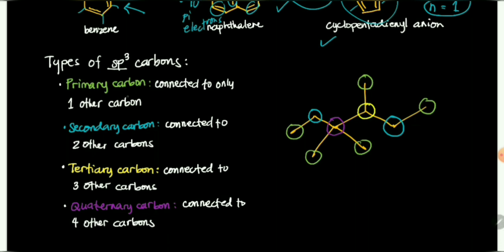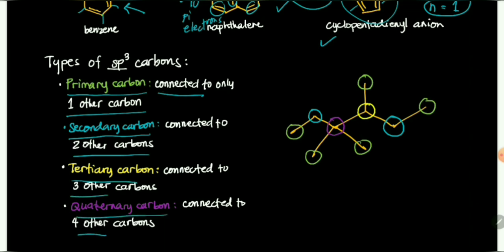So kapag primary carbon, that specific carbon is connected to only one other carbon. So yung primary carbon ay nakakonect lang sa isang carbon. The rest are carbon-hydrogen bonds. Okay? Or the rest are non-carbon-carbon bonds. Hindi sila carbon-carbon bond. Isang carbon lang nakakabit yung iyong primary carbon. Kapag secondary naman, connected to 2 other carbons. Okay? Kapag tertiary, 3 other carbons. Kapag quaternary, 4 other carbons.